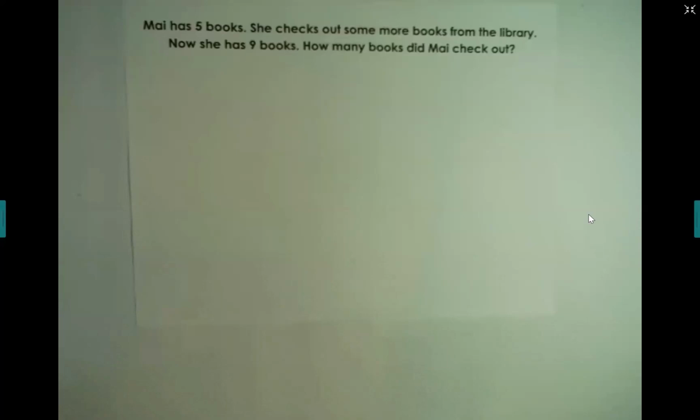May has 5 books. She checks out some more books from the library. Now she has 9 books. How many books did May check out?